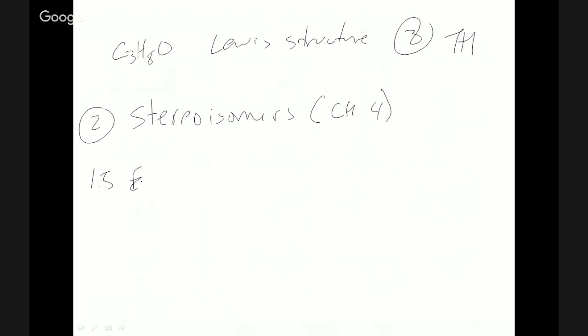1.5 is just exceptions to this octet rule. It's not really a rule, okay? It's a rule for the second period, the second row, but it's just what we call the octet rule. The first exception is not really an exception because it's in the first row, so that's not the octet rule. It's the duet rule or something. You can only hold 2 electrons, okay?